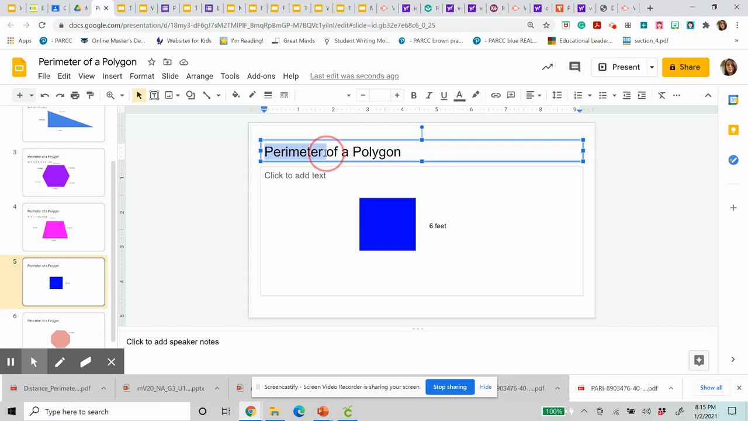What would we want to find? The perimeter. Okay, so we're focusing on that. What is perimeter? Perimeter is the edge, right? If you think about it, we could have a perimeter parade, right? We could have a parade around the edge of the schoolyard.